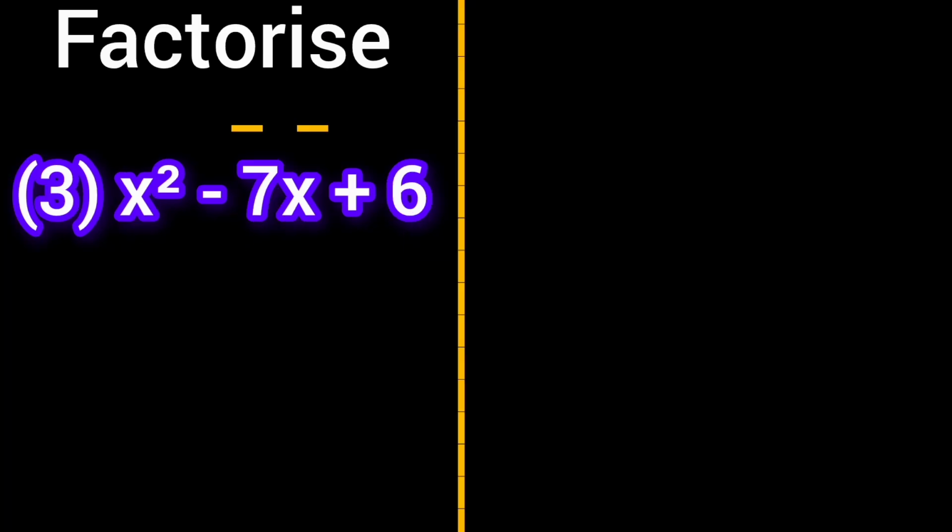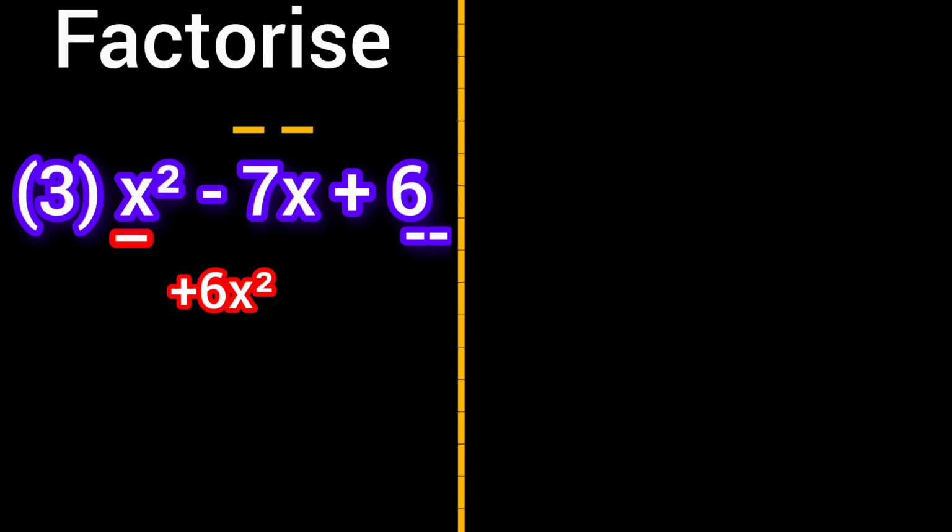Question number 3. We're asked to factorize x squared minus 7x plus 6. Step 1 is for us to multiply the first term by the last term. The first term is x squared and the last term is plus 6. So x squared times plus 6 is going to give us plus 6x squared. Then we look for factors of plus 6x squared that, when we multiply, give exactly plus 6x squared, and when we add them, we are going to have minus 7x.